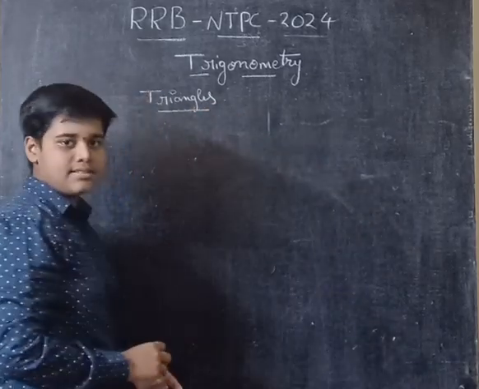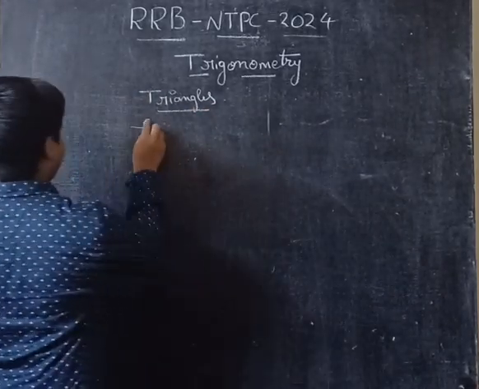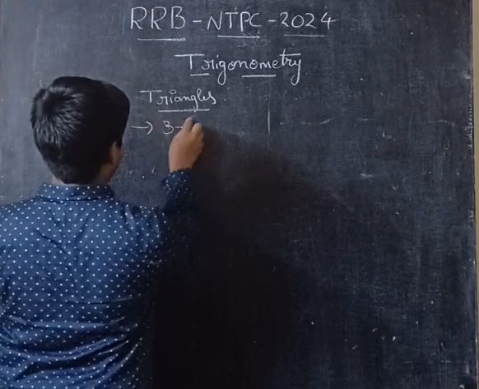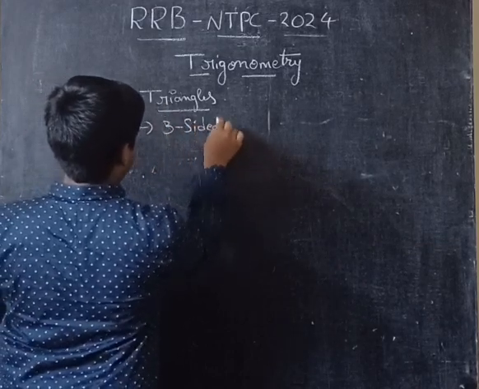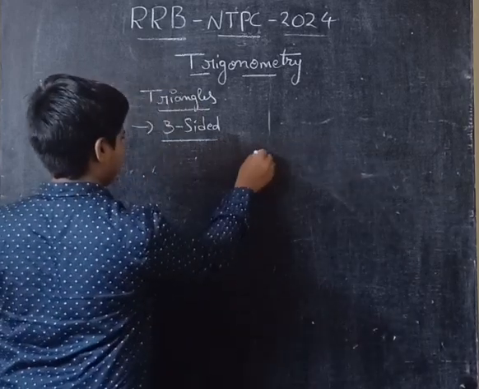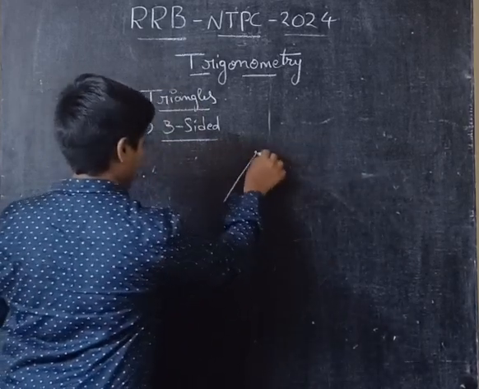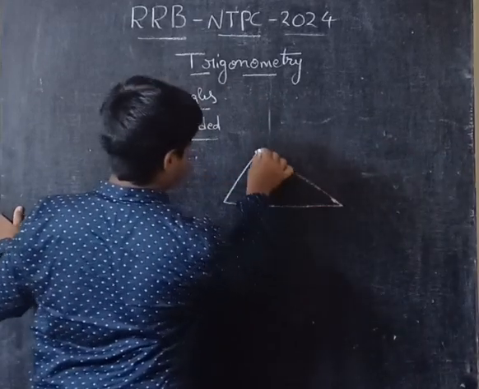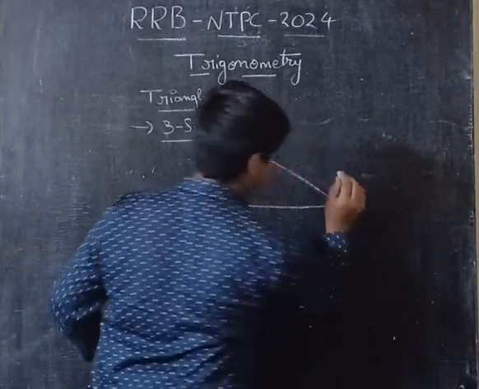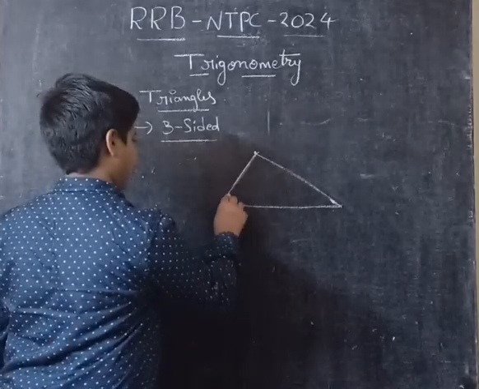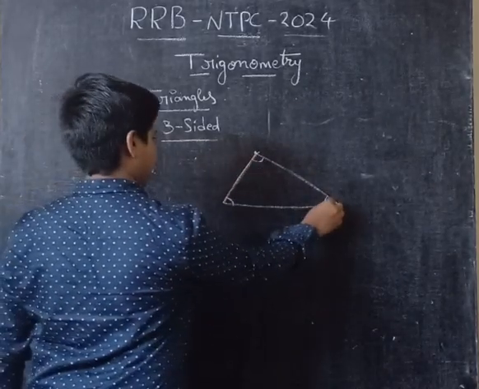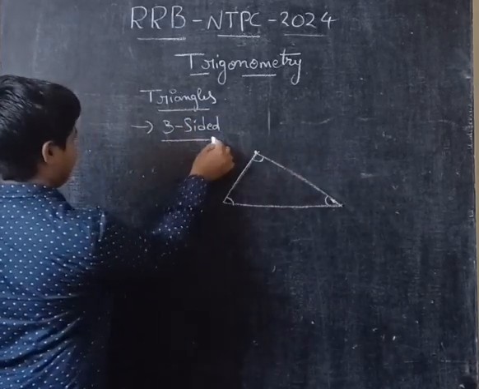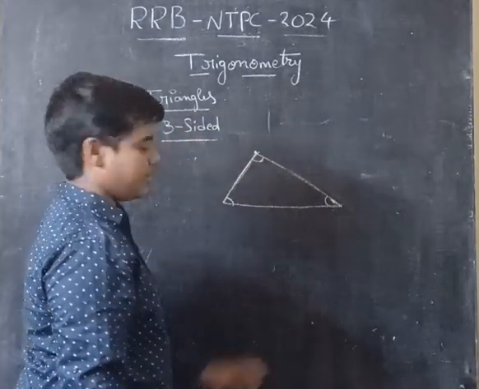So what are triangles? It is a three-sided figure. Okay. So it is a three-sided figure, like this it is joined. So this is one of the sides, and this is one of the sides, and this is one of the sides. Okay, and it is made by three angles. So triangle means it is three-sided, like this it will be there.